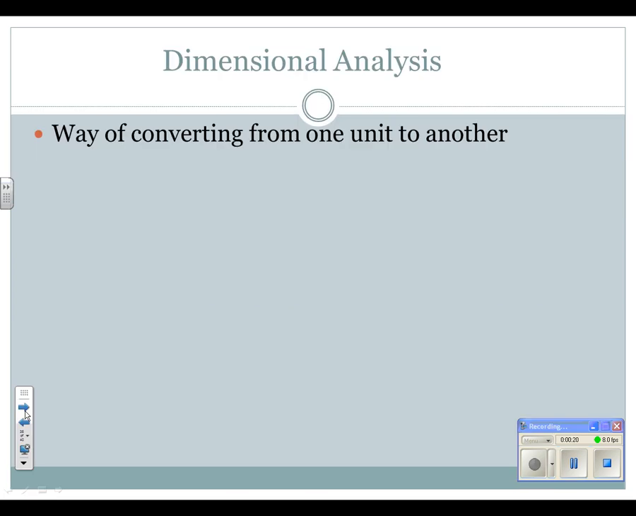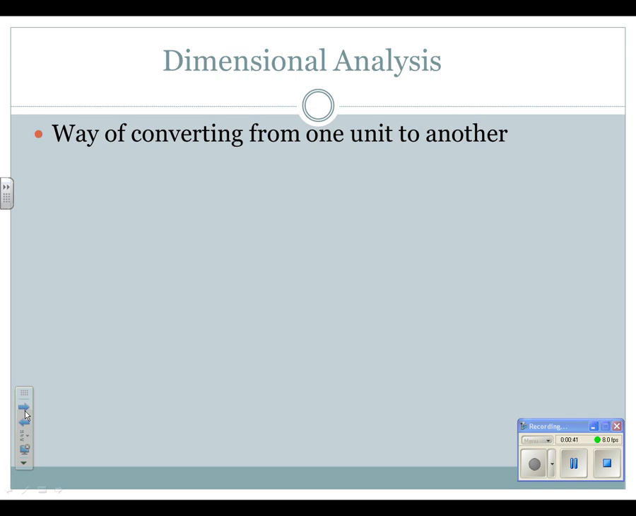So what is dimensional analysis? It is a way of converting from one unit to another, and we're going to do this a lot in chemistry, going between atoms and molecules and moles and grams and liters. You're going to use it a lot. So we're going to teach it to you now. Hopefully you learn it now. That way when we get into it in a few weeks, you'll be ready to go.